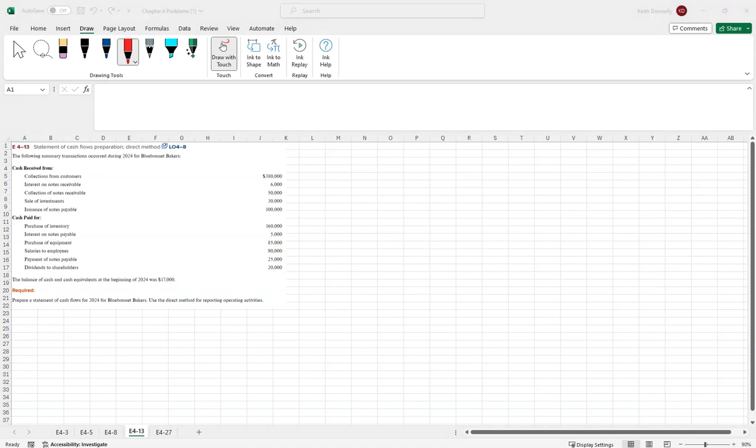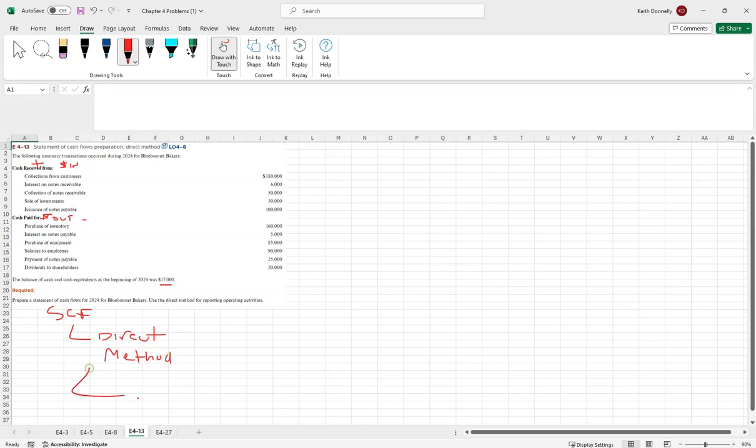Okay, we're moving along here. Let's do this one right here. They're giving us some information. They're saying, here are some transactions for 2024. We have some cash in, and we have some cash out, plus and minus. Our beginning cash was 17, and then they say, can you please prepare a statement of cash flows for 2024? They want us to do this using the direct method.